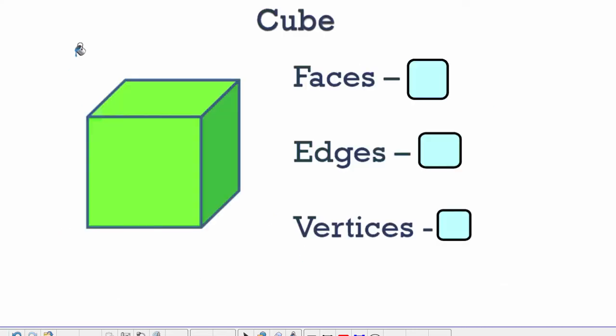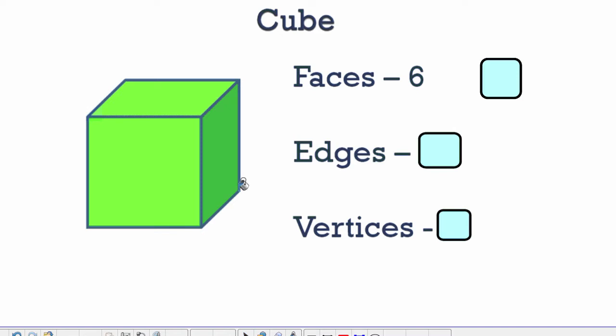So here we've got a cube. A cube is like a 3D square. So for the number of faces, we can have a guess. We can see 3 here, but we can assume there's another one on the back, one on the left, and one at the bottom. So the number of faces is 6.